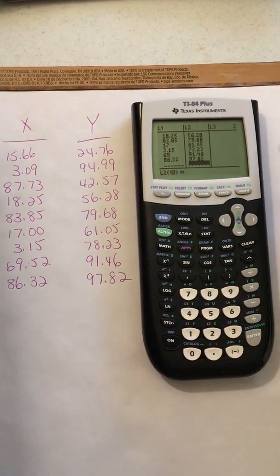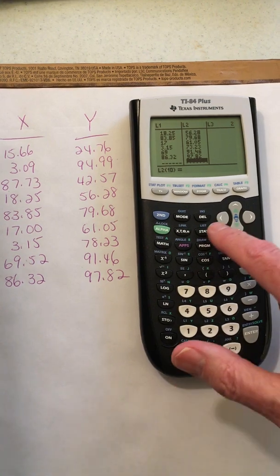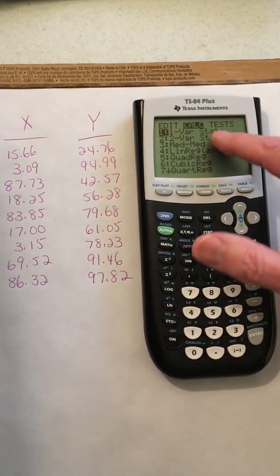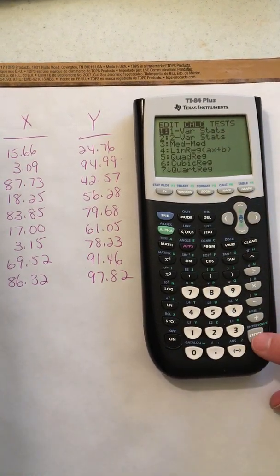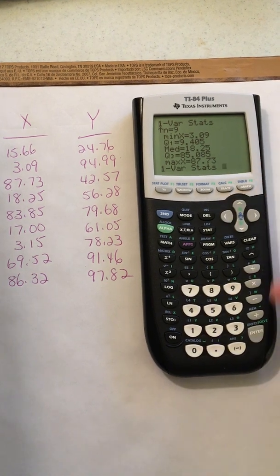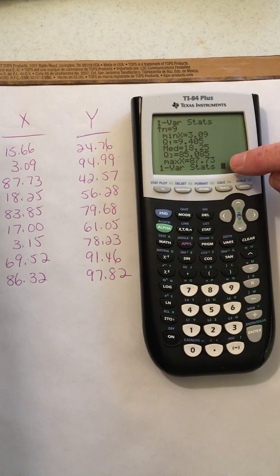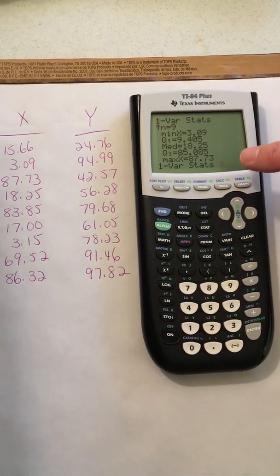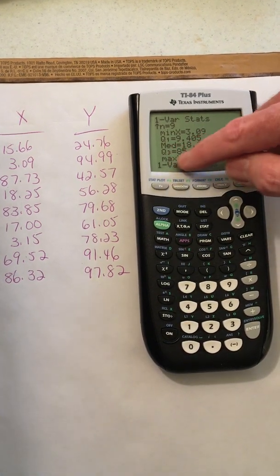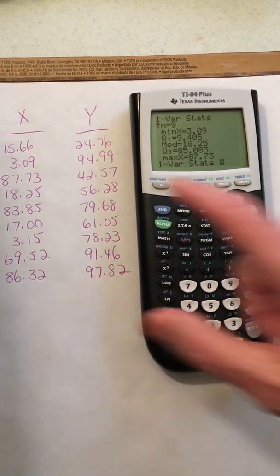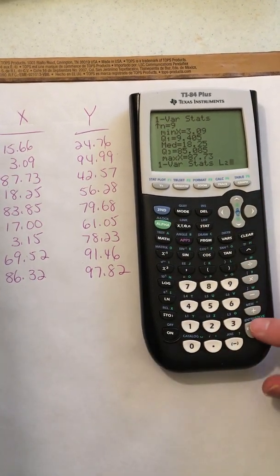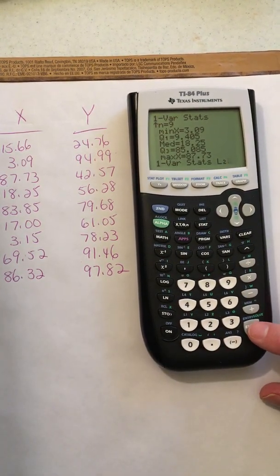Okay, now that we have the data in the second list, we go back to Stat, Calculate, select that first entry again, but now we only hit it once, because what we have to do now is tell it that we want to use the second list for computing. So while it's waiting, I say Second, 2, and that tells it to compute the statistics for the second list.